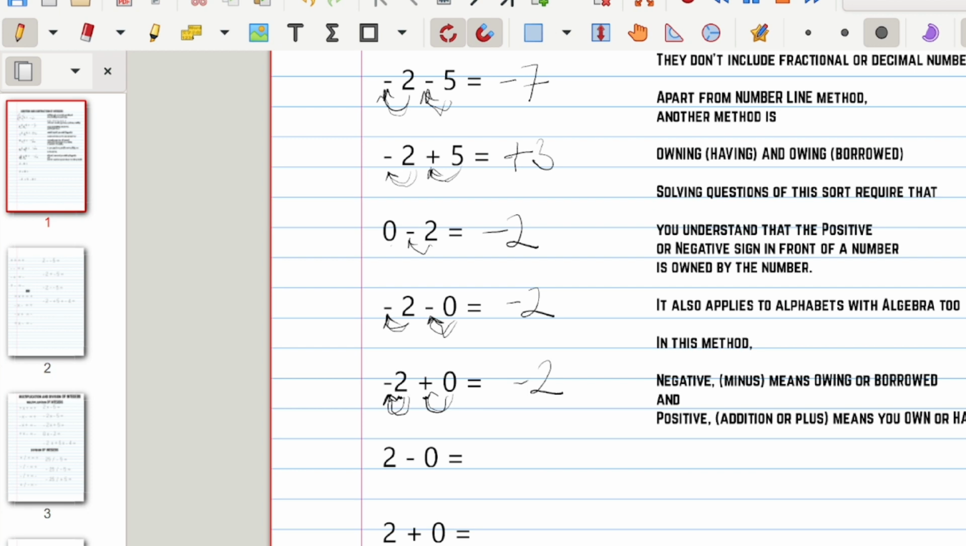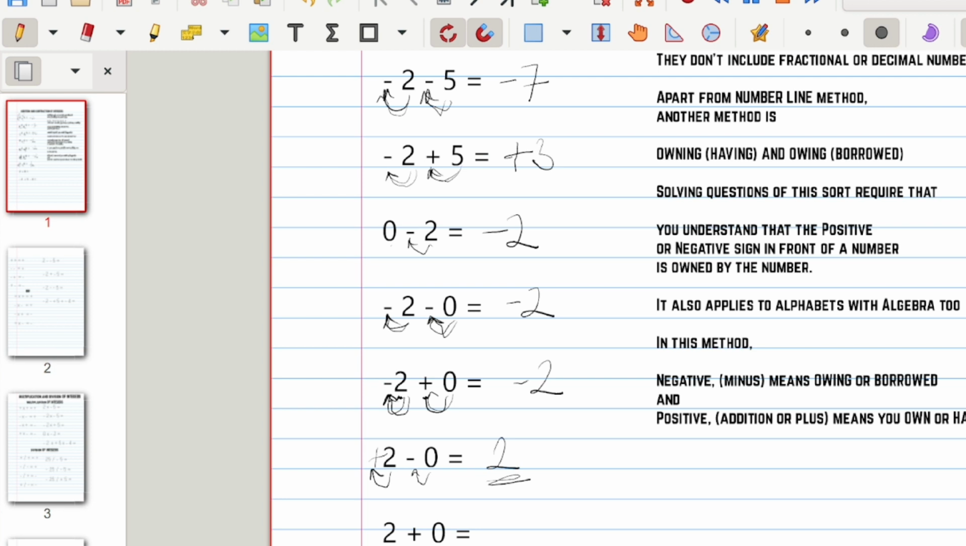The next question says 2 minus 0. And then 2 minus 0 is 2. Normally, but like the positive in front of this 2, since there's no sign put in front of it, no positive or negative sign put in front of it. So plus 2, you're having 2 pencils and you're owing someone none. The outcome is you still will be having 2.